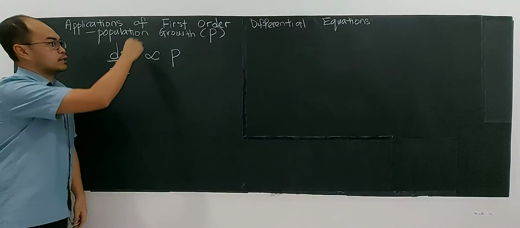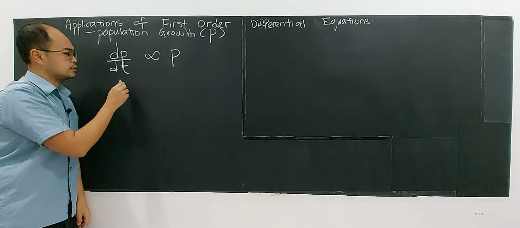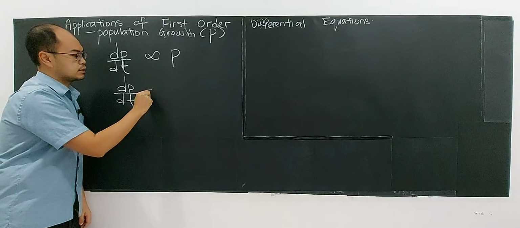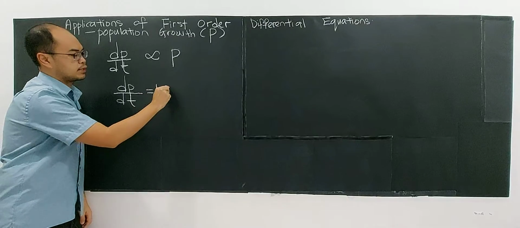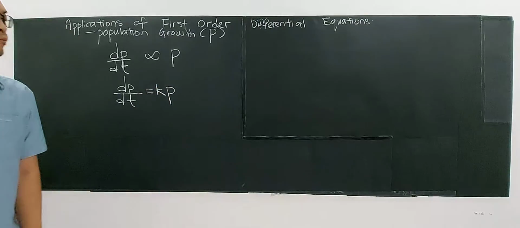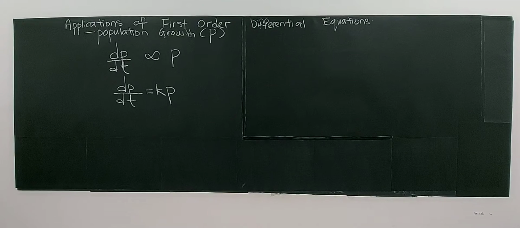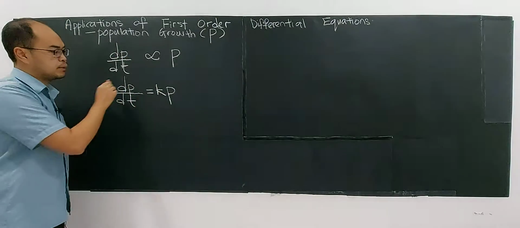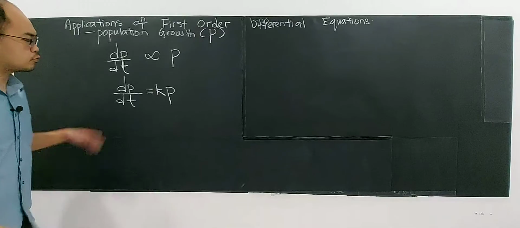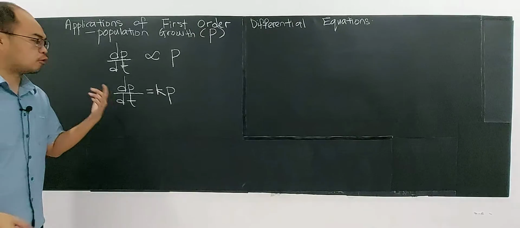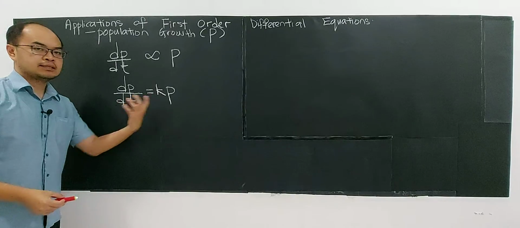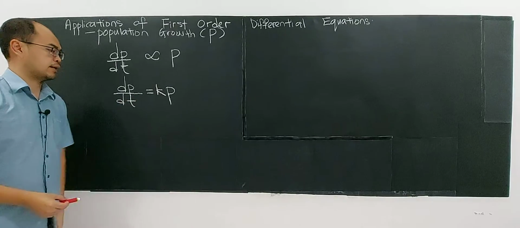Because this is an increasing model, with an increasing rate, we say that dP/dt can be rewritten as an equation related by a constant k. This becomes a simple model for population growth. So how do we solve this problem? We have to find the formula for the current population, the population at time t.